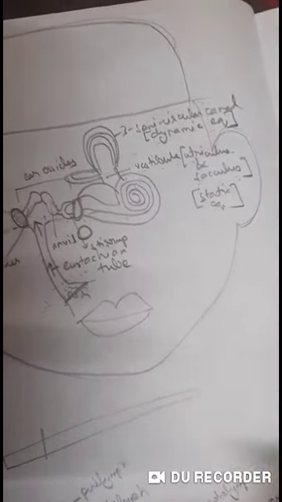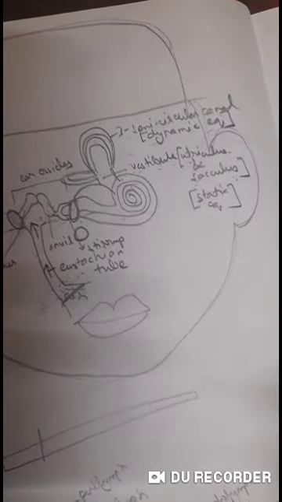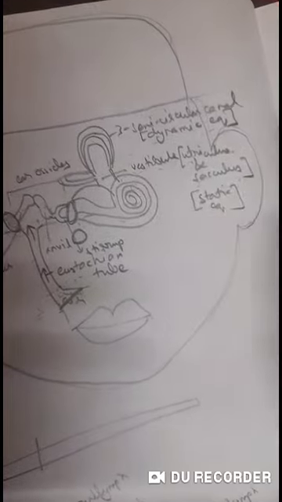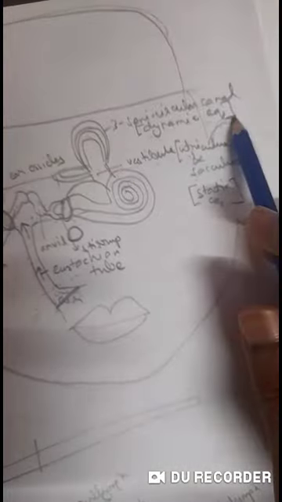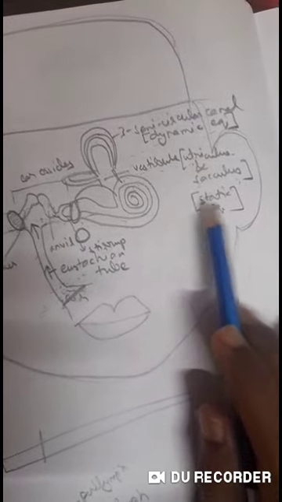Dynamic equilibrium means suppose our whole body is moving. Suppose we are traveling by a car. This is also called motion sickness. When we travel by car, that is when our whole body moves. That is dynamic equilibrium. And static equilibrium: suppose we are sitting in one position and only moving our head. That is known as static equilibrium.